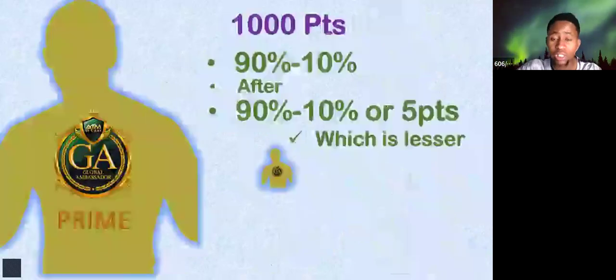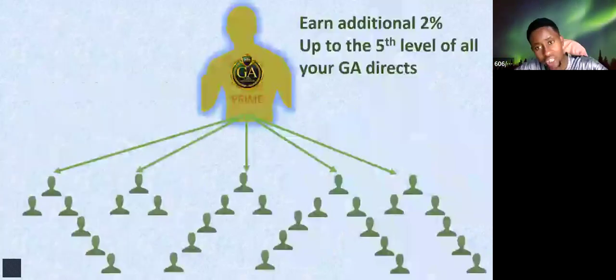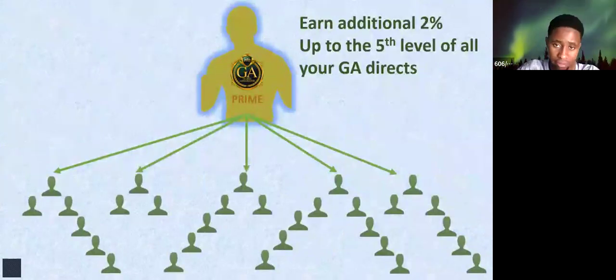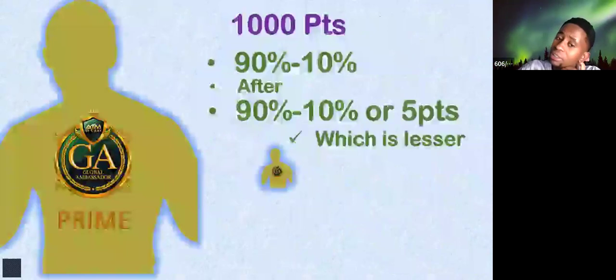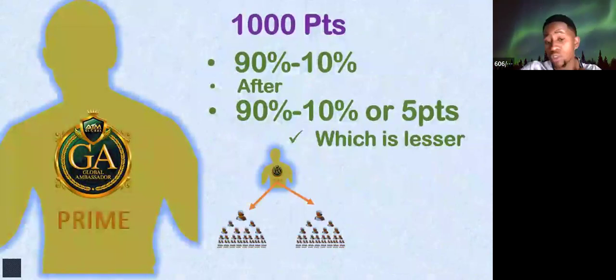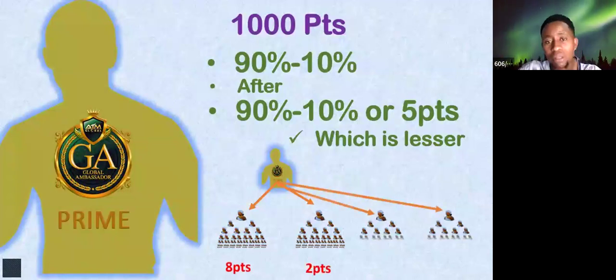Okay, so this is how it looks. This is your GA and you have other GAs, you earn an additional 5% up to the 5th level of all your GA directs. Remember, Global Ambassador Prime is just the same, 10 and 90%. If you understand that, then you have already understood.